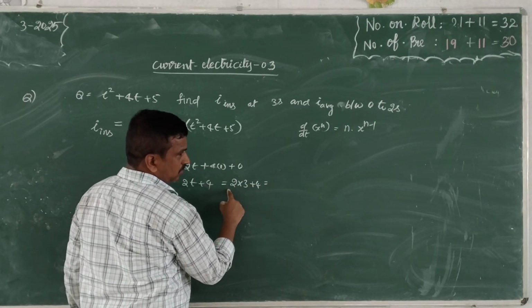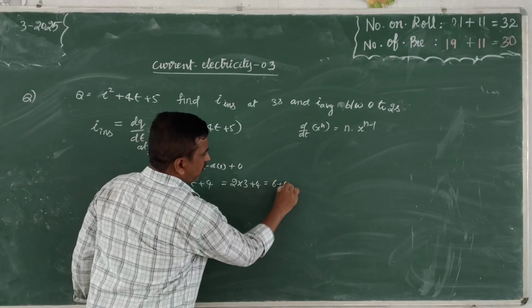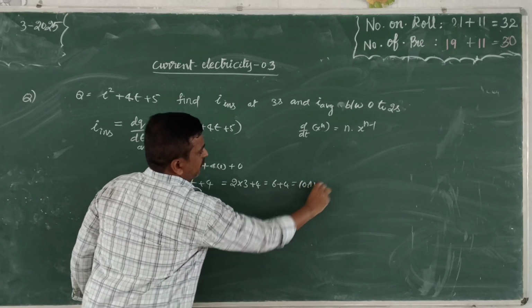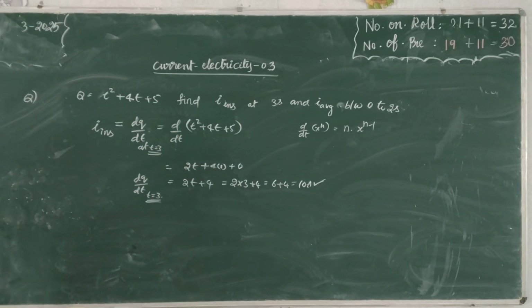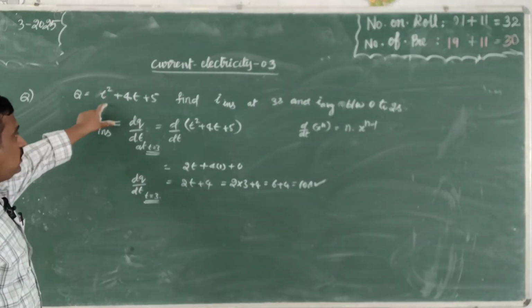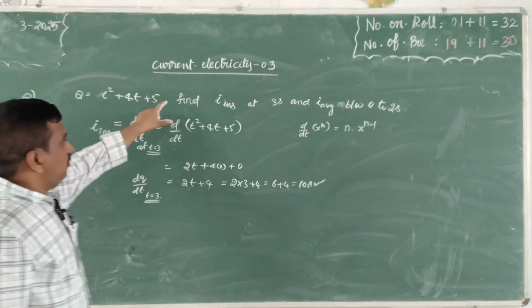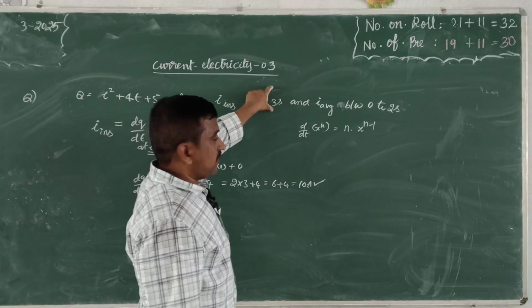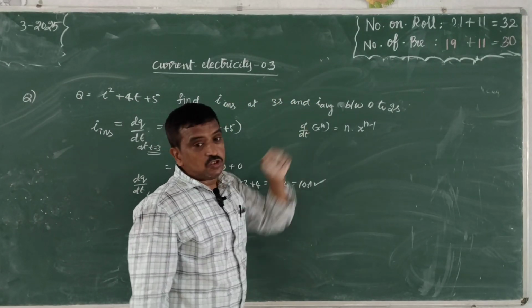2 3s are 6 plus 4. So what do we get now? 10 amperes. What is the instantaneous current at t equal to 3 seconds? 10 amperes. Q equal to t square plus 4t plus 5. Find I instantaneous at the third second and I average between 0 to 2 seconds.